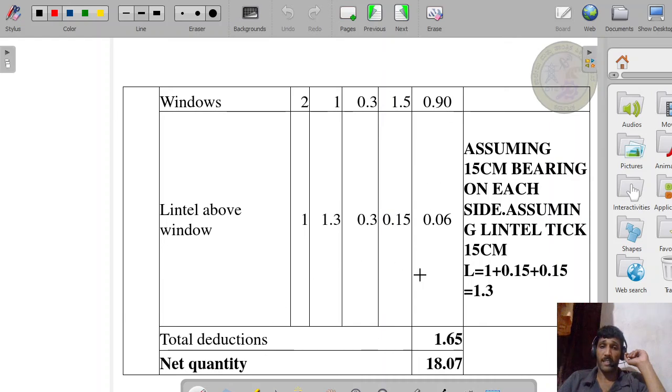Now total deductions, you have to add all the deductions. Then the quantity becomes around 1.65 or 1.7 meter cube nearly. And then net quantity, how can you compute the net quantity? The previously calculated gross quantity of the wall minus this deduction will give the net quantity required, the net quantity of the BPM wall.